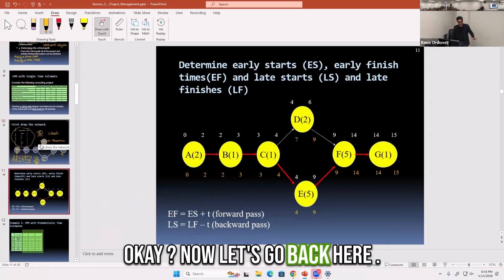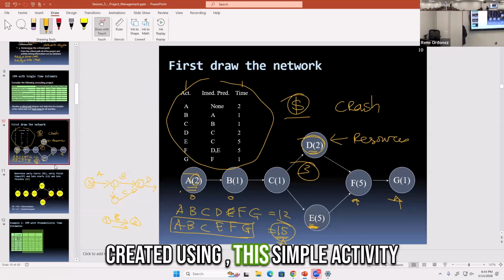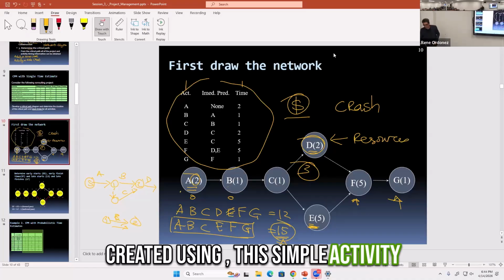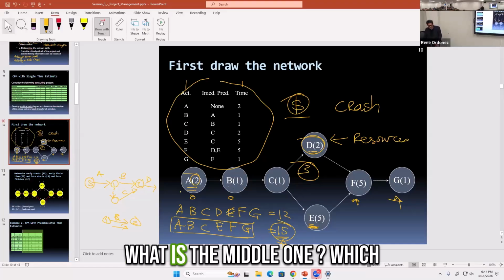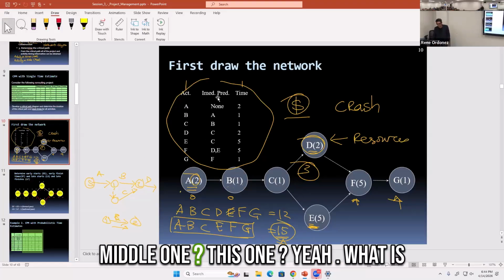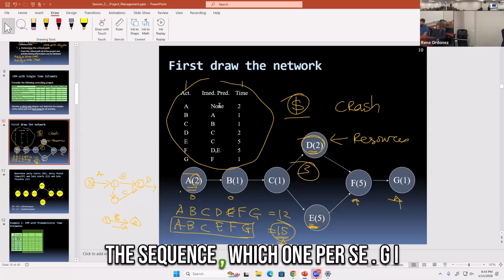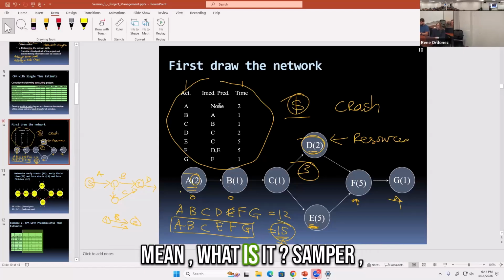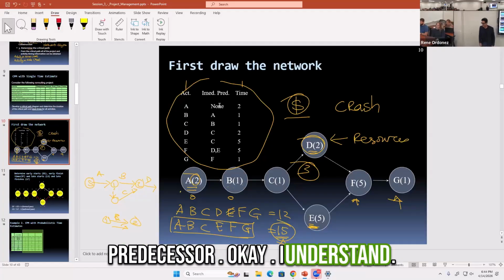Okay, now let's go back here, because I haven't really explained how this network diagram was created using this simple activity table. What is the middle one? It just simply says the sequence. It stands for immediate predecessor. Okay, I missed that, thank you.